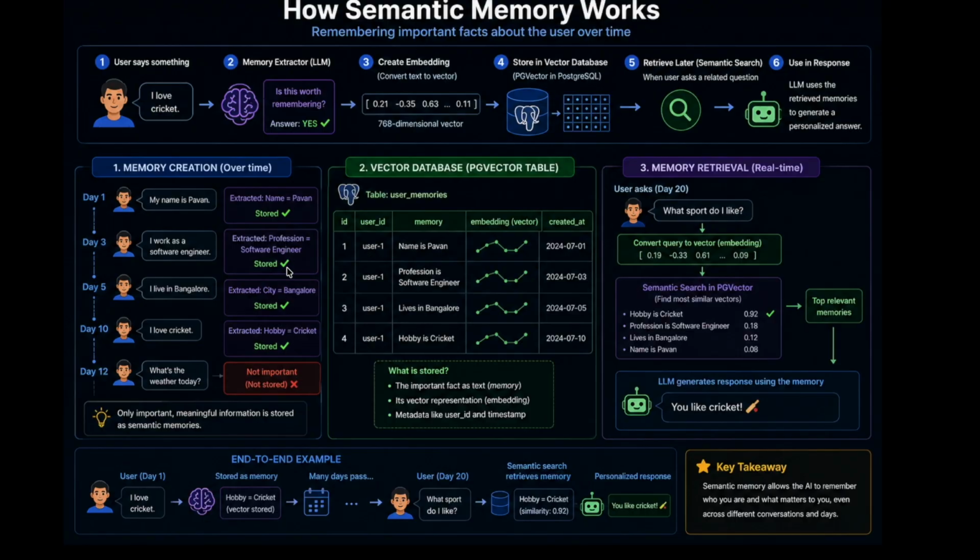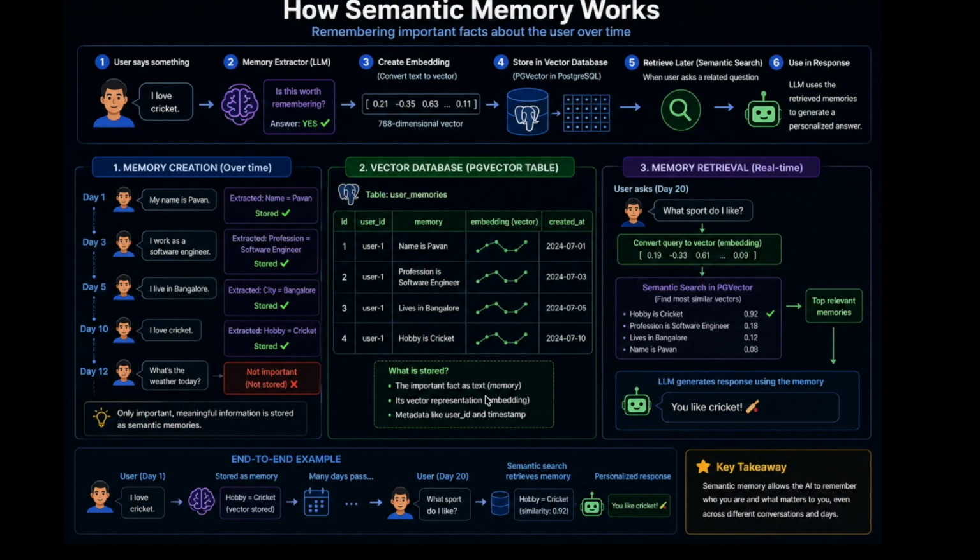This is how the LLM comes into the picture. Whether to store this particular information in the database or not, it will decide. Only the important and meaningful information is stored in the semantic memory. Each conversation is tagged with user 1, and whatever message the user passes, embeddings will be generated and stored according to the date. Similarly, other messages are also stored in embedding format according to the date.